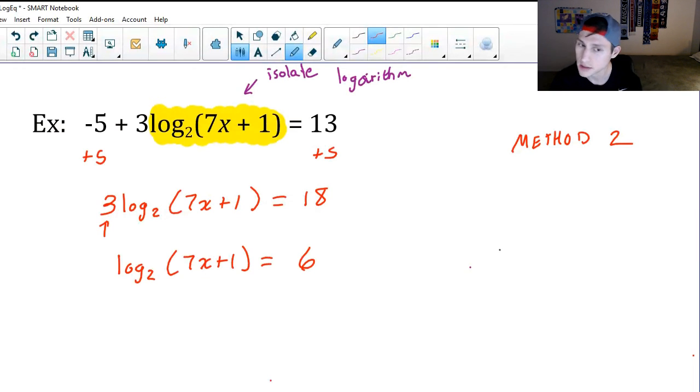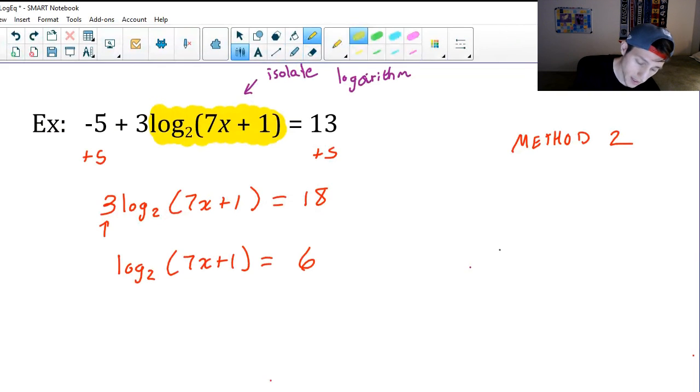But now here's where it gets a little different, into something we haven't done before: how do I get rid of this logarithm? Well, we know the inverse of logarithms is exponential. So we're going to use an exponential. And specifically, since this is a base 2 logarithm, I'm going to use a base 2 exponential. But what does that mean?